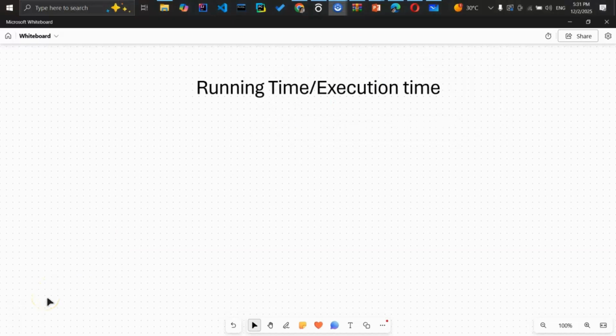Just imagine you are searching for your friend's name in your phone contacts. If your contacts list is small, you find it fast. If you have 2000 contacts, it takes longer to scroll and search. Think, the more contacts, the more time it may take. That example means running time depends on input size. In that example, the input size is the contacts.